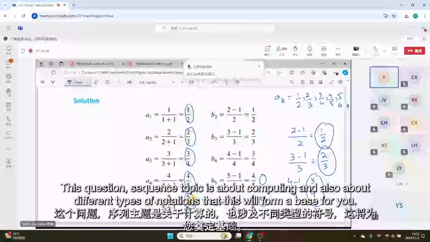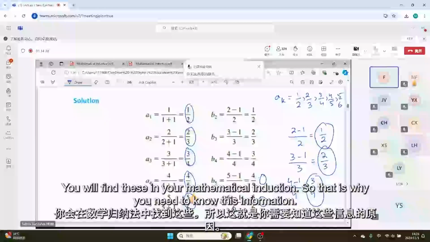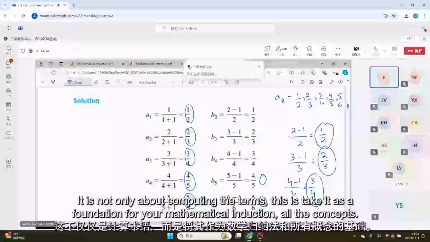The sequence topic is about computing and also about different types of notations that will form a base for you. You will find these in your mathematical induction. So that is why you need to know this information. It's not only about computing the terms, take it as a foundation for your mathematical induction. All the concepts.